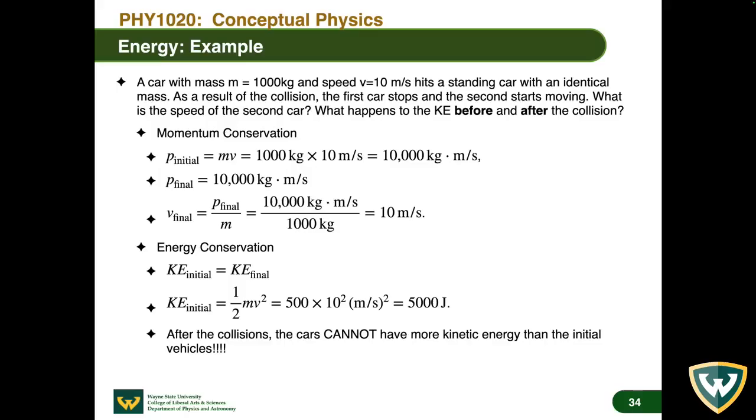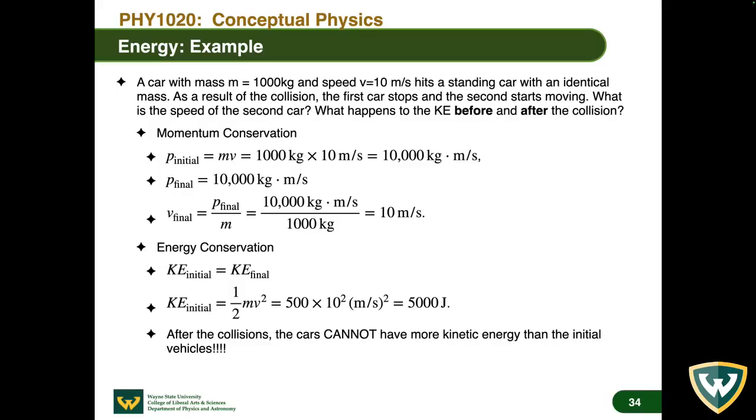So what we find is that one car came in at 10 meter per second onto a car at rest. The incoming car stopped, and the other car then recoiled, so to speak, at a speed of 10 meters per second. So that's what we learned from momentum conservation.